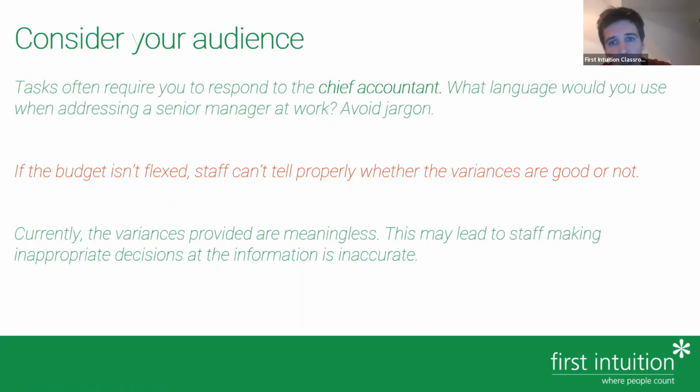You've got to avoid jargon. The AAT are quite harsh on anything that isn't professionally worded, if you like. So I'll give an example here. The impact of not flexing a budget: staff can't tell properly whether the variances are good or not. That isn't worded in a professional manner. Whereas the bottom one: variances are meaningless, as I mentioned, this may lead to staff making inappropriate decisions as the information is inaccurate. And again, when I mark these, quite a lot of the time I get answers worded similarly to that one there in red.